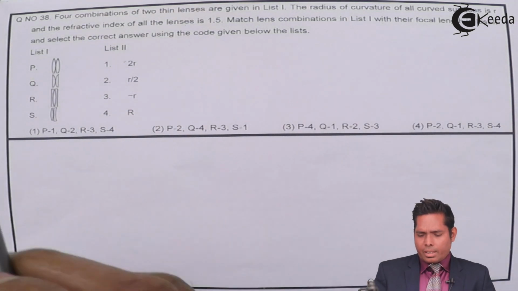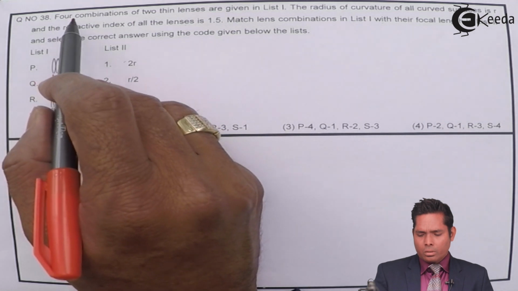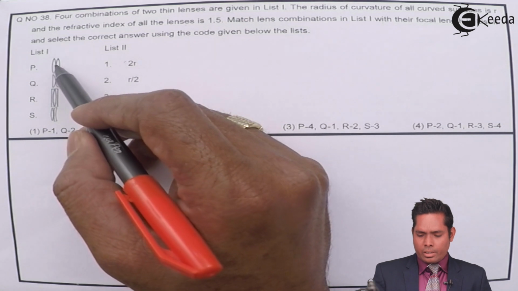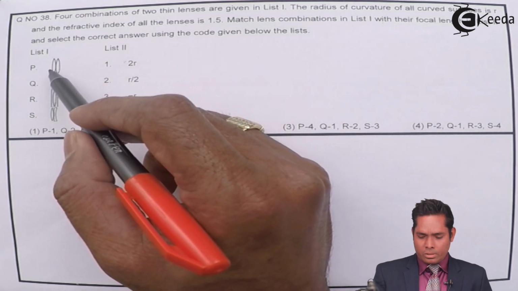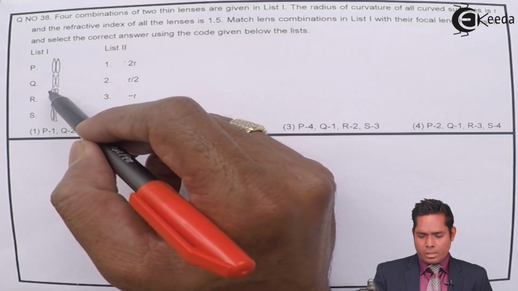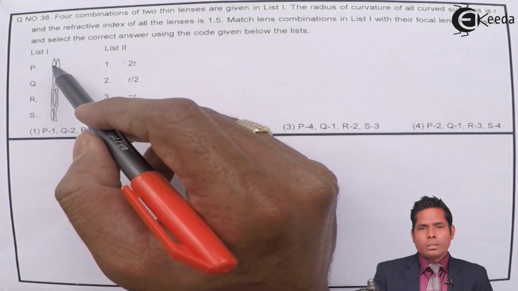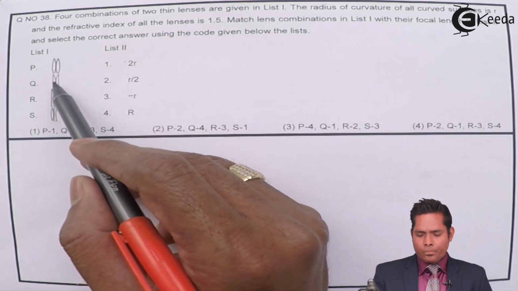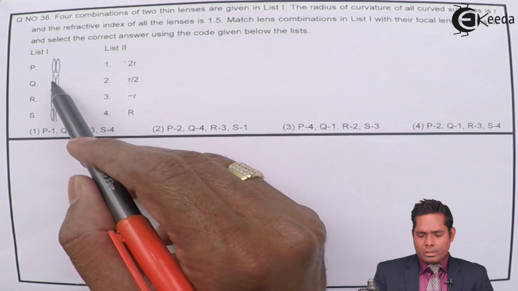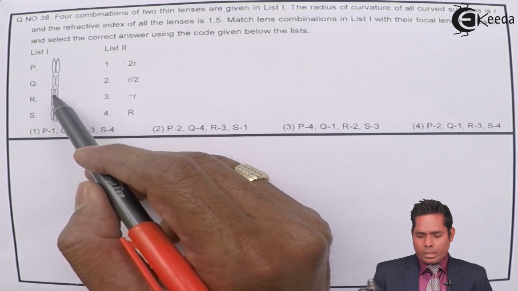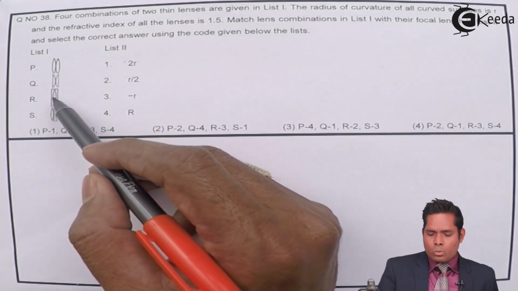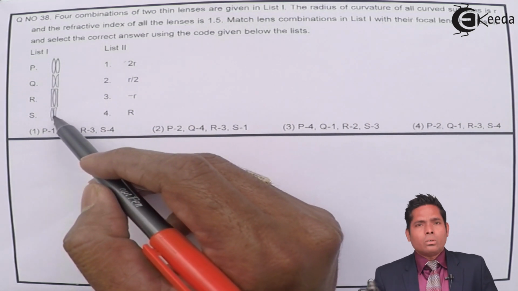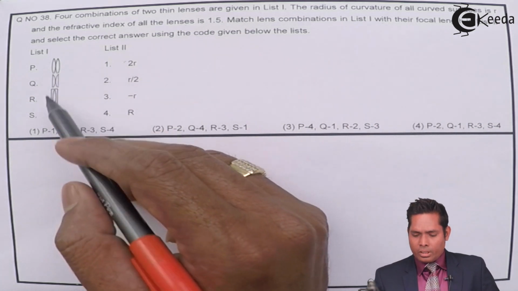Now the question says 4 combinations of 2 thin lenses. These are thin lenses, 4 combinations. One is this, another is this, another is this and that. In the first case we have got 2 convex lenses. Here there are 2 plano convex lenses. Here there are 2 plano concave lenses, and here is 1 convex lens and 1 plano concave lens. These are the 4 combinations.